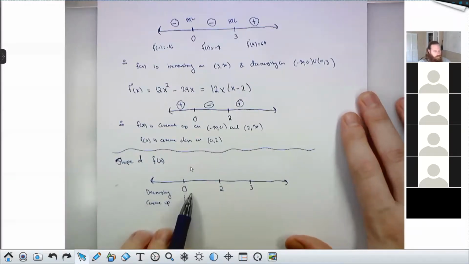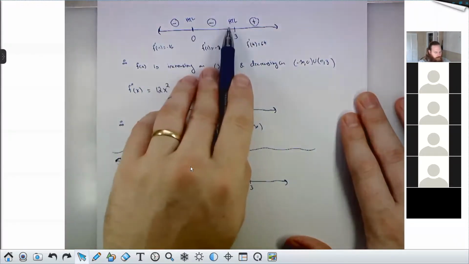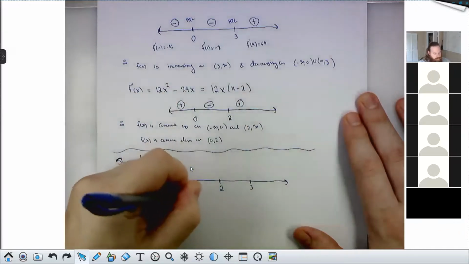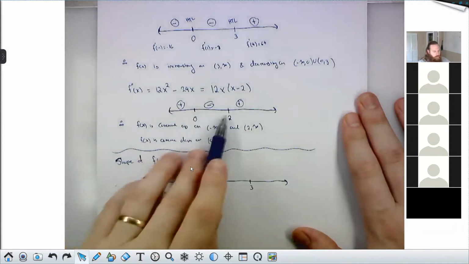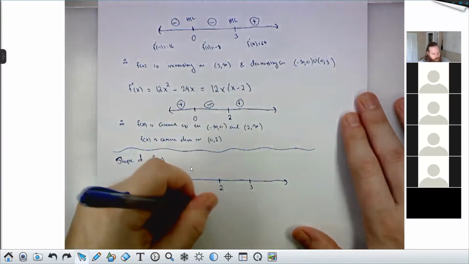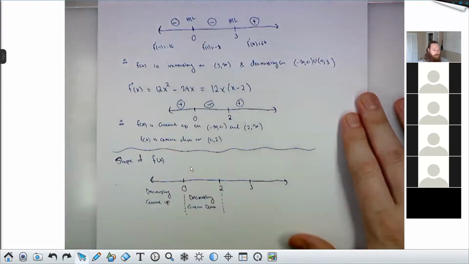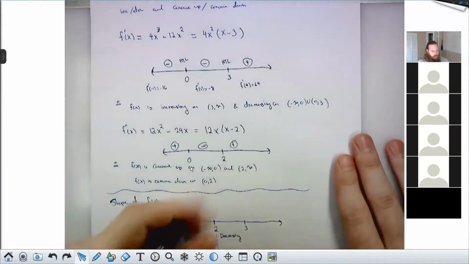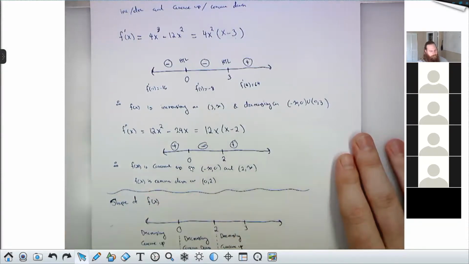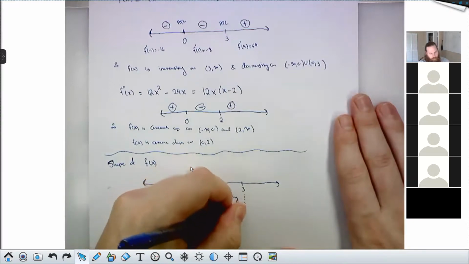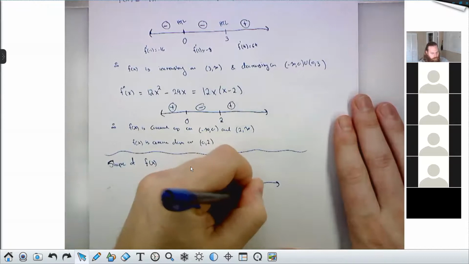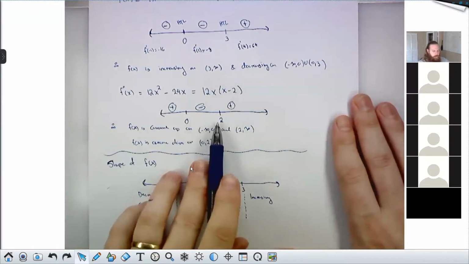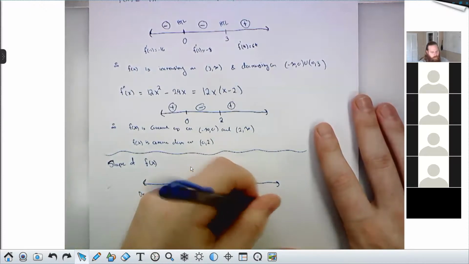Between 0 and 2, well, f prime is negative everywhere from 0 to 3. So definitely from 0 to 2, we were decreasing. And f double prime is negative, so we were concave down. Between 2 and 3, f prime still negative, so still decreasing. But everywhere to the right of 2, f double prime is positive, so we're concave up. And then everywhere to the right of 3, f prime is positive, so we're increasing. And f double prime still positive, so we're still concave up.